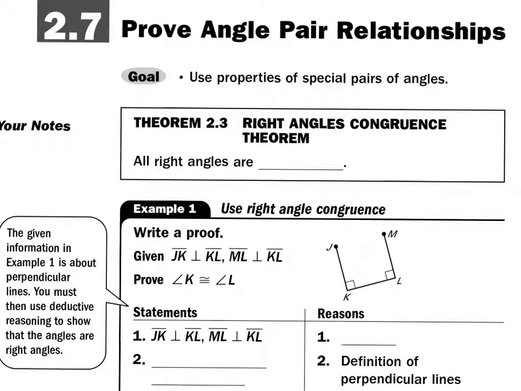Okay, 2.7. Prove angle pair relationships. Use the properties of special pairs of angles. Here's a new theorem, 2.3. All right angles are congruent. Write a proof.